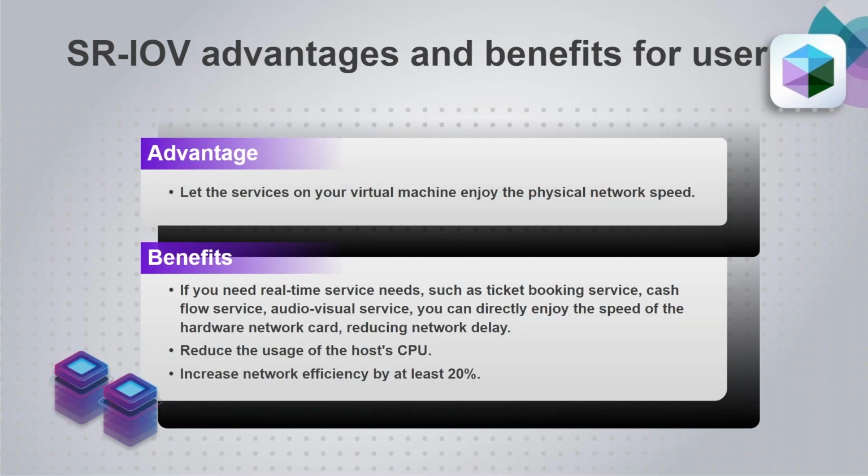You can also reduce host CPU usage, providing more resources, because you're reducing the CPU usage of the NAS as well as on the VM itself. You have more CPU available for the applications running on the VM. So if you're running any ticketing system or any AV applications, you will have more CPU available using this particular feature, because the host itself is using fewer CPU resources. And lastly, it increases network efficiency by 20%.